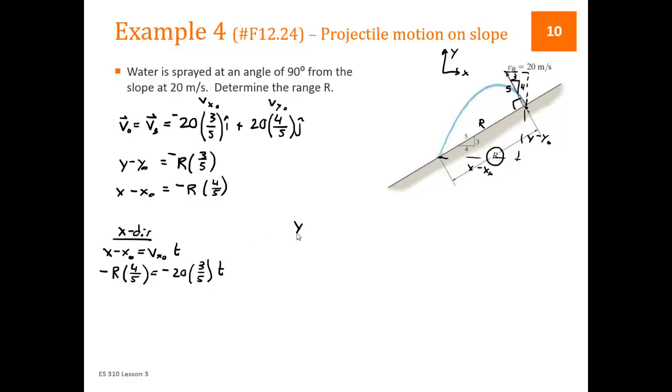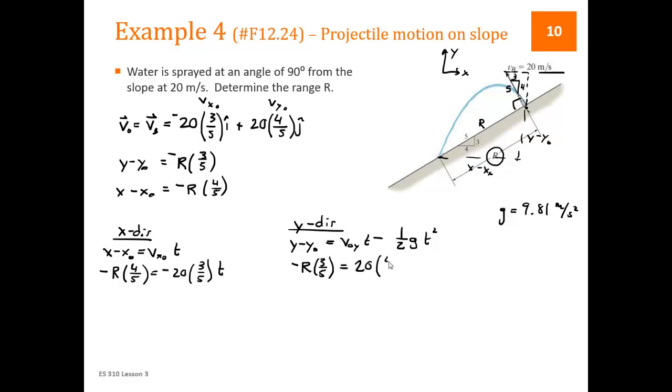Alright, on the other side, we've got the y direction. So we have one equation, two unknowns right now. So we need to look at the other direction. We've got the y minus y naught is equal to the initial velocity in the y times t minus 1/2 of gt squared. Alright, we're working in meters. So g is going to be 9.81 meters per second squared. And we know this is negative r 3/5, equal to 20 times 4/5 times t minus 1/2 of 9.81 times t squared.